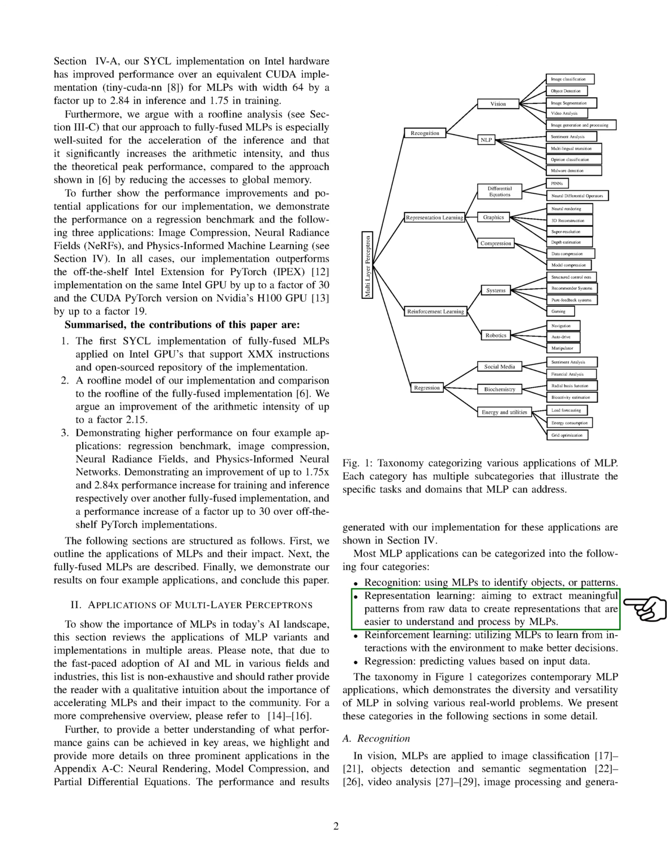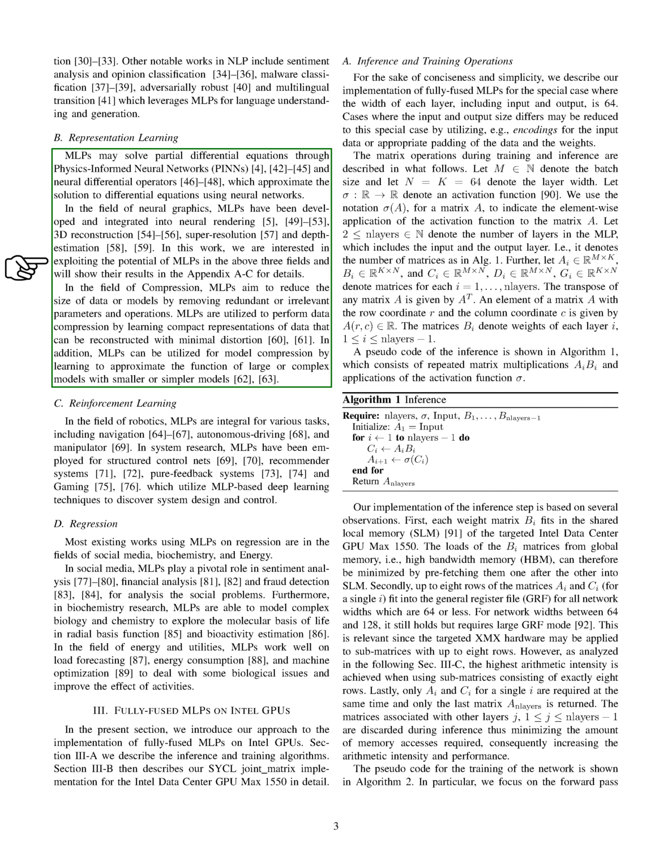Section: Recognition. In this section, we apply multi-layer perceptrons, MLPs, in various fields such as image classification, object detection, semantic segmentation, video analysis, image processing, and generation in vision tasks. In natural language processing, NLP, MLPs are used for sentiment analysis, opinion classification, malware detection, and multilingual translation tasks. MLPs are also utilized for solving partial differential equations through physics-informed neural networks, PINNs, and neural differential operators.